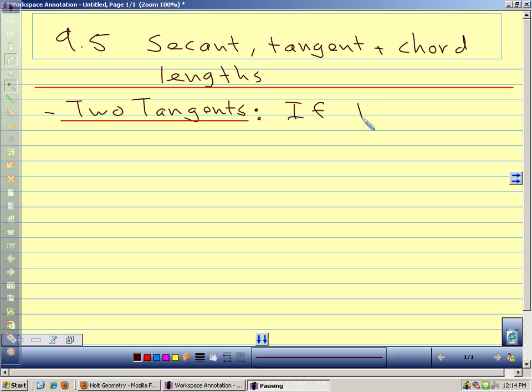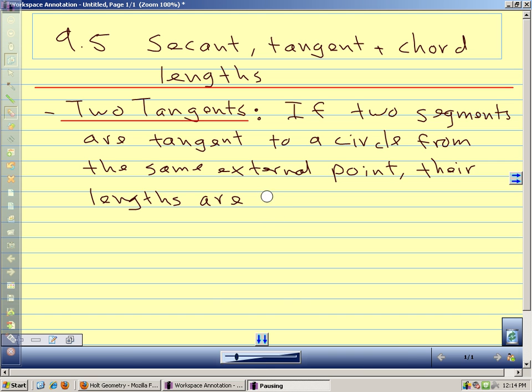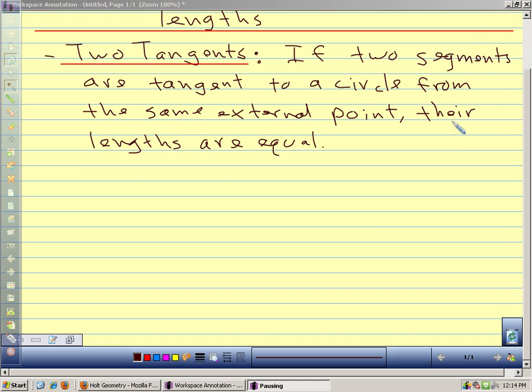So we're going to say if two segments are tangent to a circle from the same external point, their lengths are equal. So let's draw our picture so we can see what this is telling us.